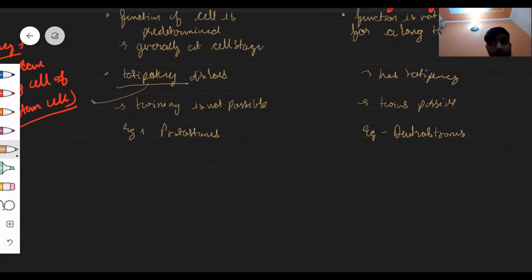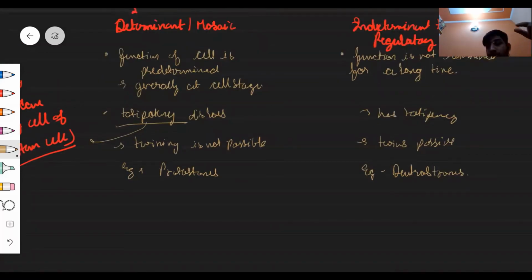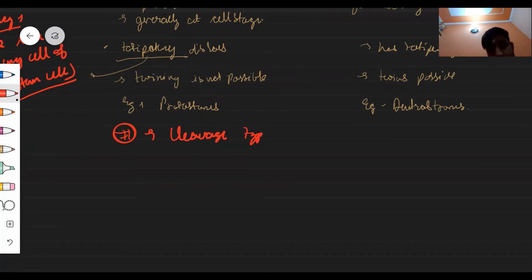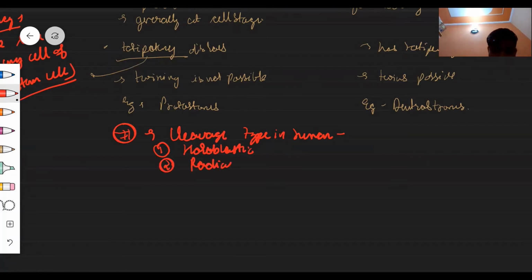Protostomes and the deuterostomes. Protostomes is the determinate type, and the deuterostomes is the indeterminate type. And what are the cleavage types in human? The types in human are: first, the holoblastic; second, radial; and third, the indeterminate type of cleavage.